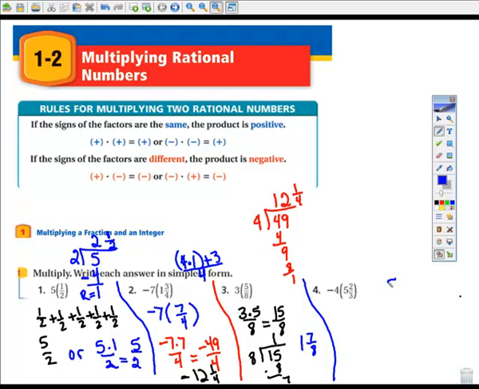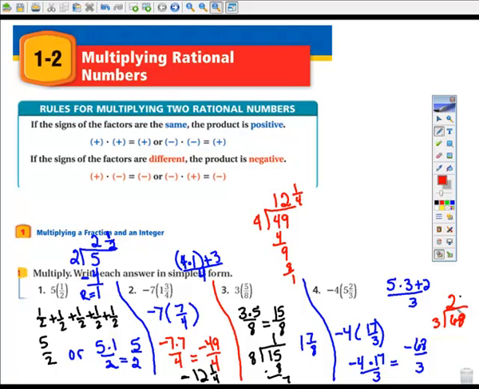5 2/3. I'm going to take 5 times 3 and add the 2, and that's over 3. So it's -4 times, 5 times 3 is 15 plus 2 is 17. So this is 17/3. So this becomes -4 times 17 divided by 3. Again, we have a negative times a positive, so it's a negative. 4 times 17 is, let's see, we've got 40 and 68 over 3. So I will take 3 into 68.